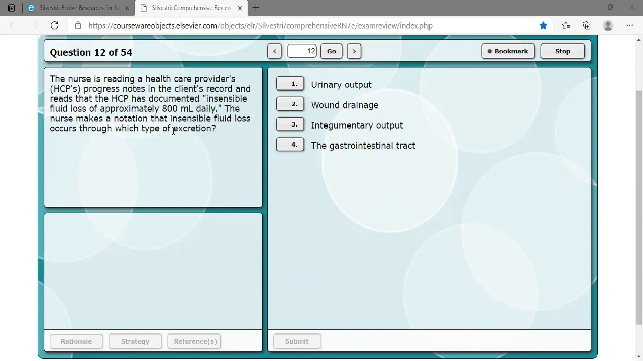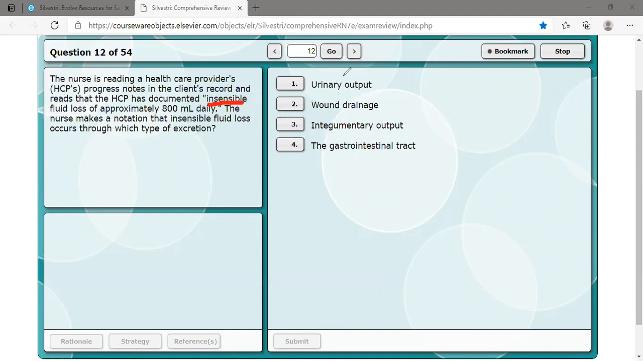So some of the fluid loss we can see and some fluid loss we do not see, right? The fluid loss that we do not see is called insensible fluid loss. So the keyword here is insensible fluid loss. Insensible fluid loss occurs through the skin, the integumentary system, or through the lungs. But sensible fluid loss is something the person is aware of, like urination.